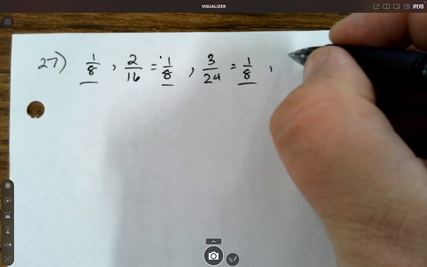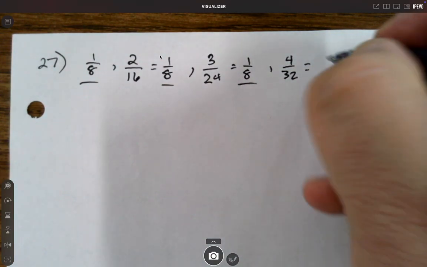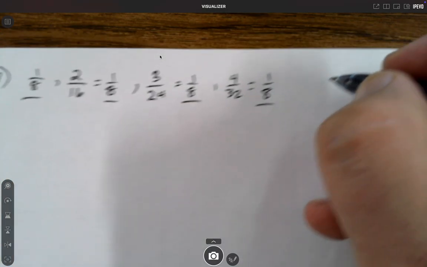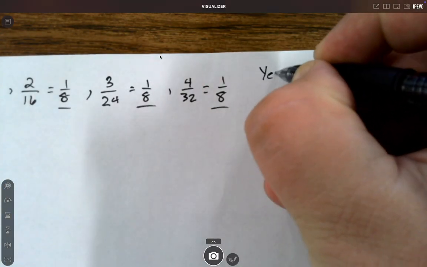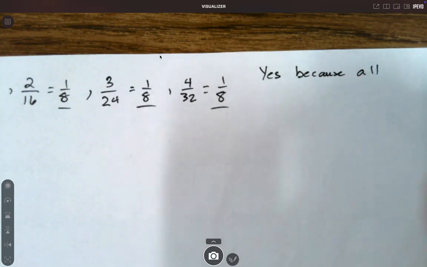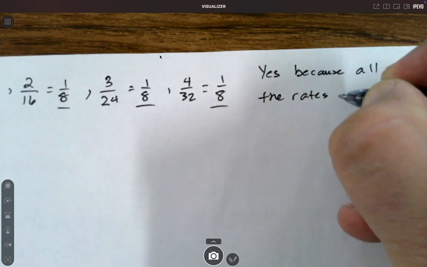Last one is 4 over 32. Those can both be divided by 4, and I get 1 over 8. So all 4 of those are equal rates. So we would say, yes, it is proportional because all the rates are equal. Or you can say all the rates are the same.